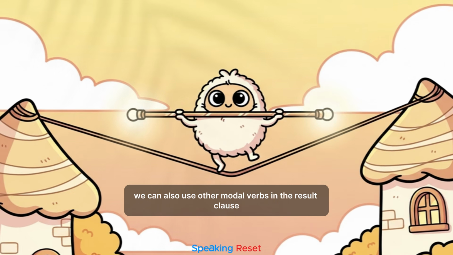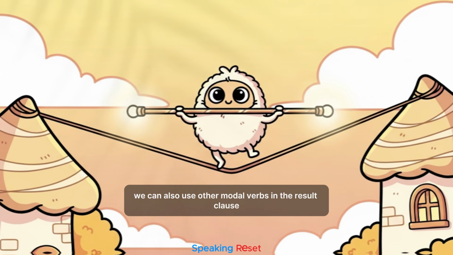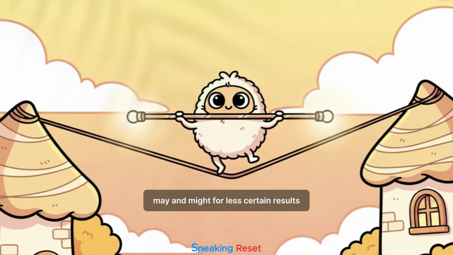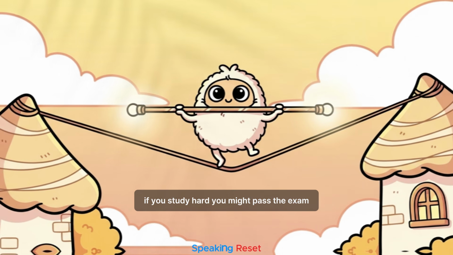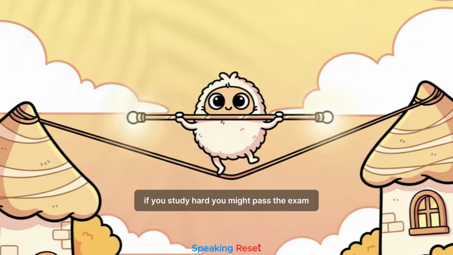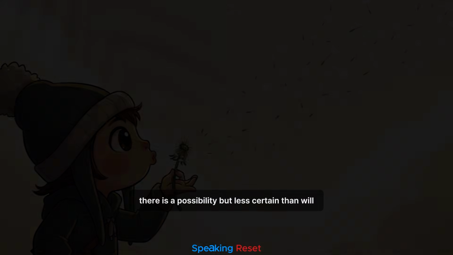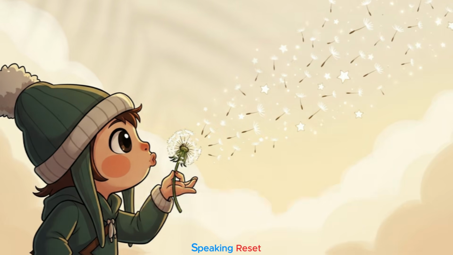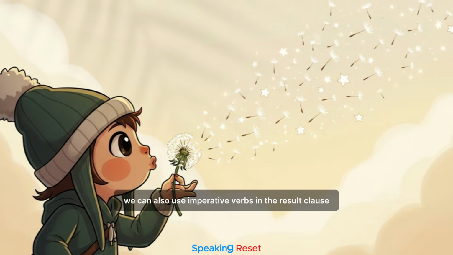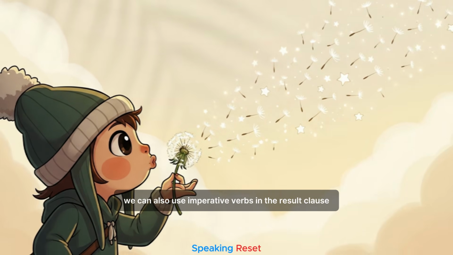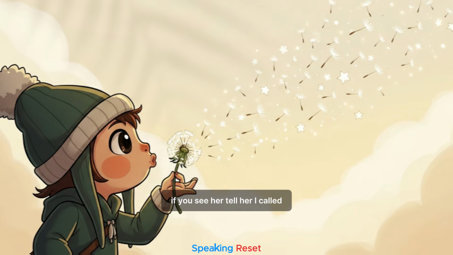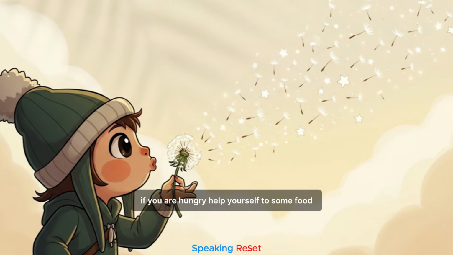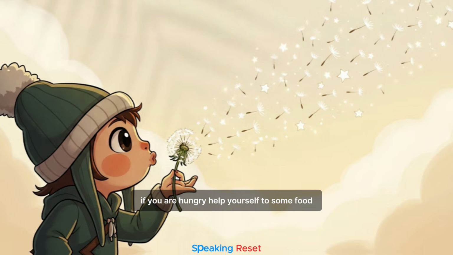We can also use other modal verbs in the result clause, may and might, for less certain results. If you study hard, you might pass the exam. There is a possibility, but less certain than will. We can also use imperative verbs in the result clause. If you see her, tell her I called. If you are hungry, help yourself to some food.